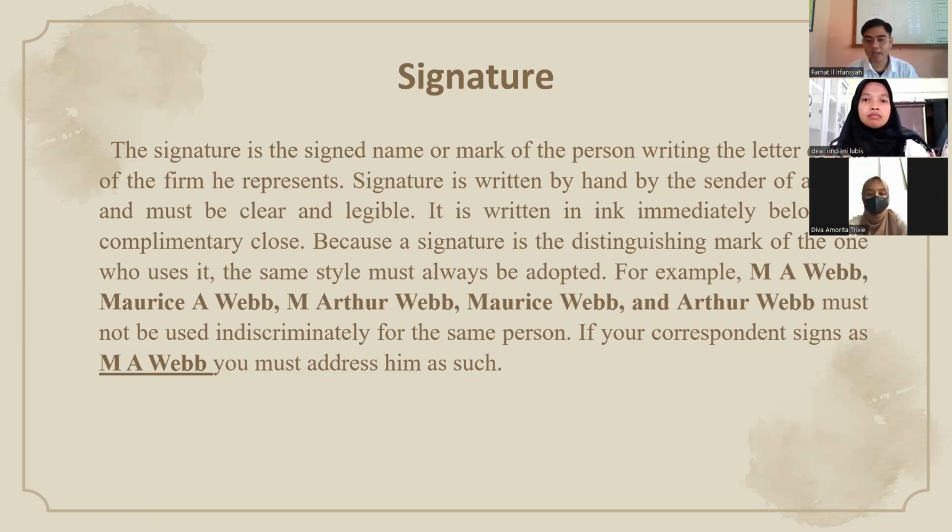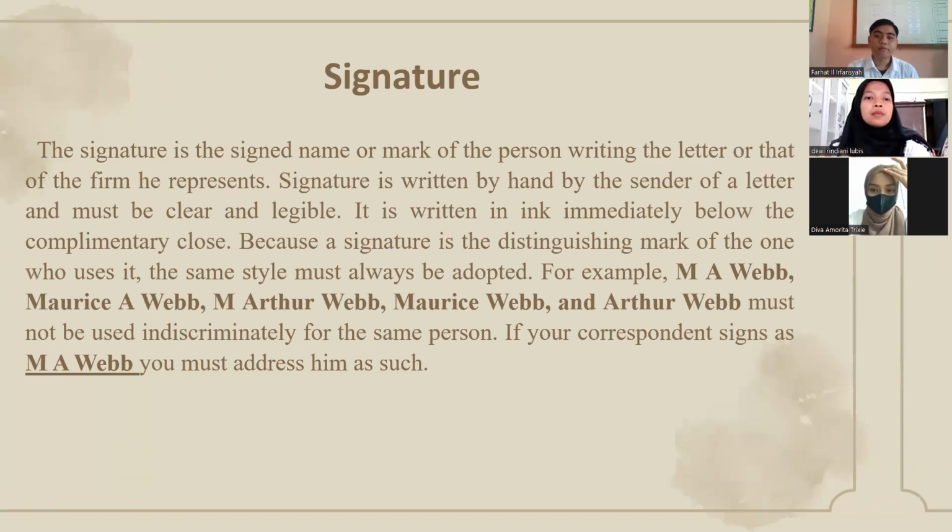For example, here the person who is sending the letter is M.A. Webb, so Maurice A. Webb. Maurice Webb, Arthur Webb, and M. Arthur Webb must not be used indiscriminately for the same person. If your correspondent signs M.A. Webb, you must address him as such. So there is no improvisation in writing the signature, because it must be clear and legible.